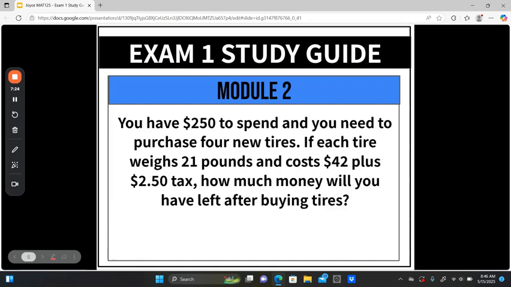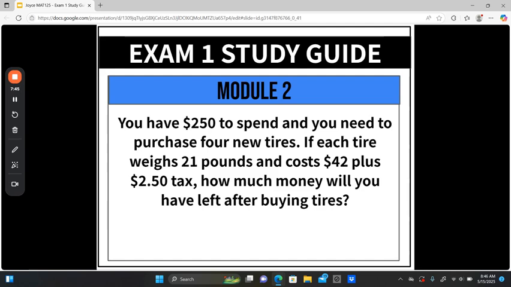Okay. You have $250 to spend and you need to purchase 4 new tires. If each tire weighs 21 pounds and costs $42 plus $2.50 tax, how much money will you have left after buying tires?